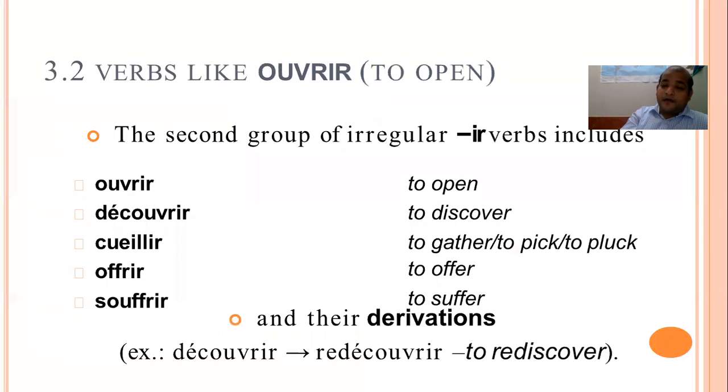Okay. Now the second group of verbs in irregular section, there'll be verbs like ouvrir, découvrir, cueillir, offrir, and souffrir. These verbs will not follow the rule of IR ending verb. These verbs will follow the rule of ER ending verbs. Yes, I'm not joking. They will follow the rule of ER ending verbs. I will show you. So the verbs like découvrir or redécouvrir, to rediscover, that is the same thing like partir and repartir. You have to add just re before the conjugation.